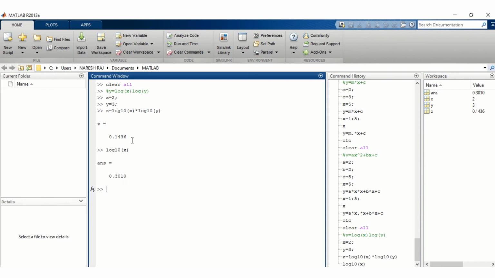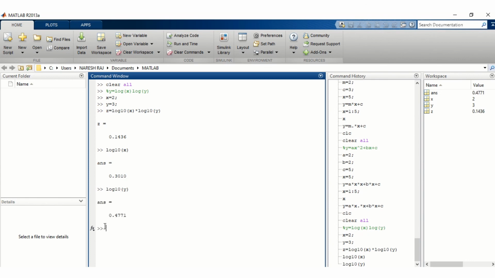0.3010 is the value of log 2. Now we will see the value of log 3. Then see log 10 of y, because y stores 3. Let's see the value of log 3: 0.4771. Okay, thank you.